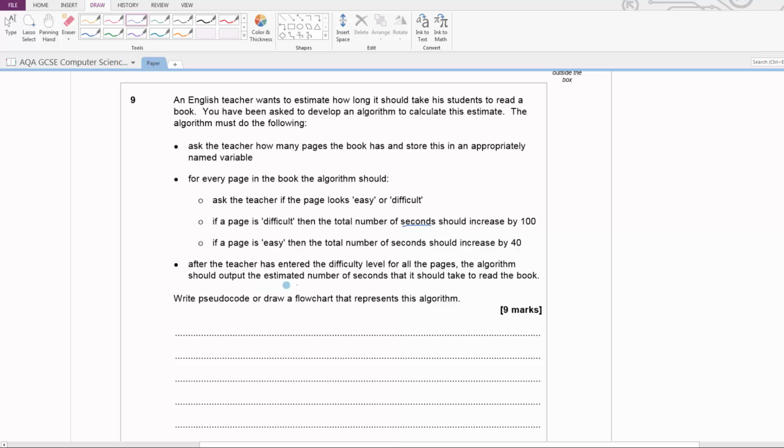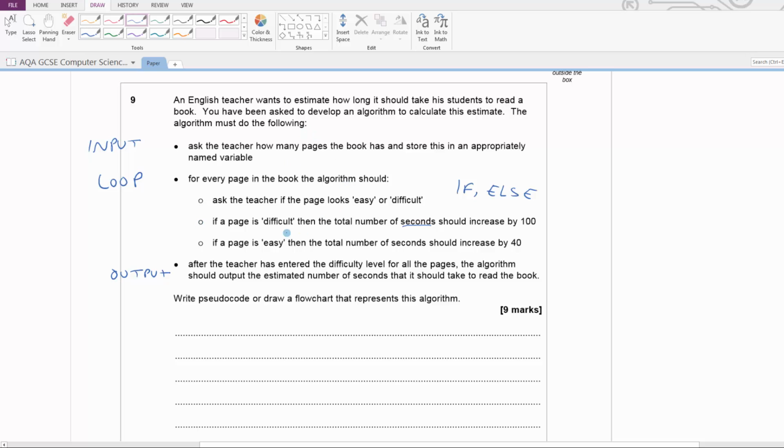Then after it has entered the difficulty level for all the pages, it should output the estimated number of seconds. So we have an input first, we have an output, and for every page, we're going to have to loop through the book, which seems very tedious for the teacher. We then have some if-else statements, so some case conditional statements that actually use his decisions.